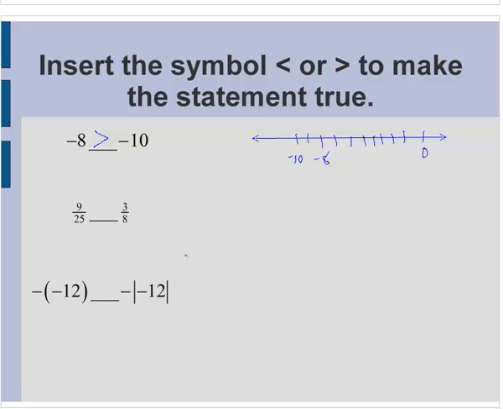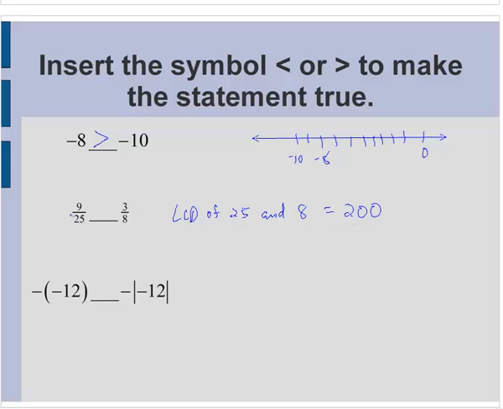9/25 and 3/8. This is a little tricky when we have to deal with fractions. There's a couple of different approaches we could take, but I think the simplest one is to rewrite them so that they have an equivalent denominator. The LCD for 25 and 8, the LCD of 25 and 8 is 200. And I've shown how to do this in a previous section, section 1.2. The LCD of 25 and 8 is 200.